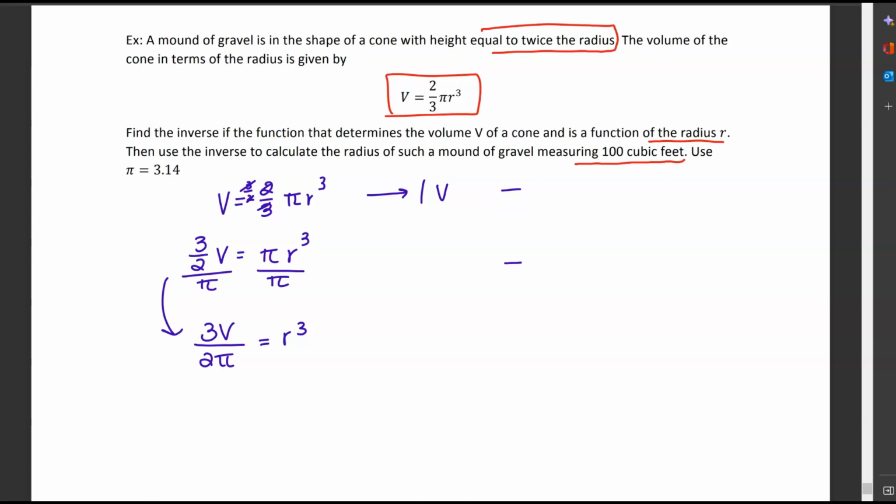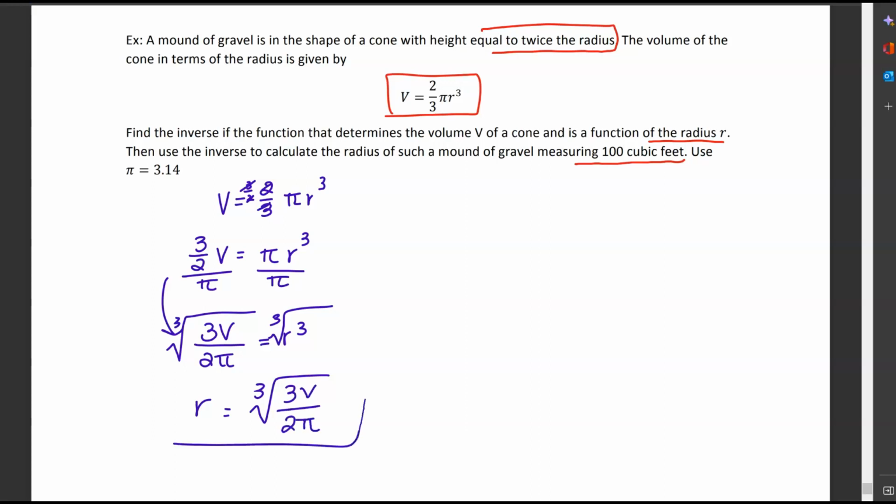Okay, so now we're left with r cubed. In order for us to undo the r cubed, we need to take the third root of both sides. So we're left with r equals the third root of 3v over 2 pi. Okay, so this would be the inverse. This function is the inverse of the formula for v in terms of r. Okay, so that's what we are seeing here.